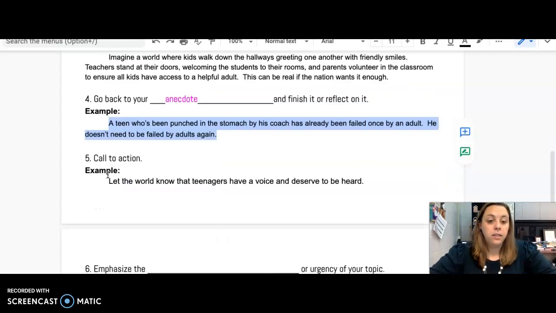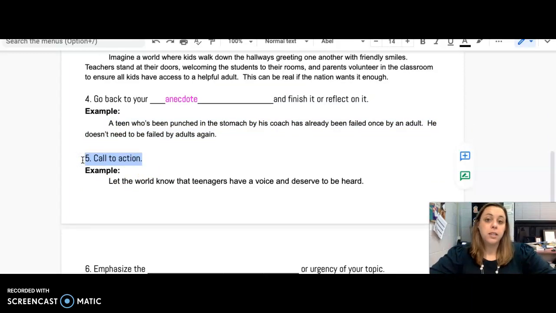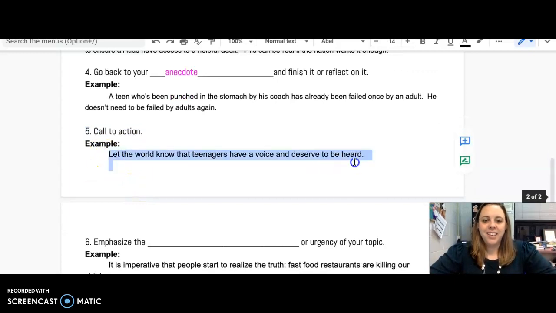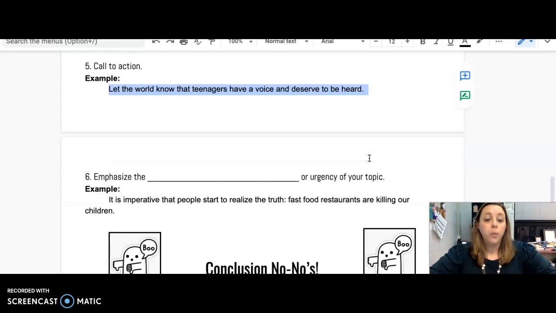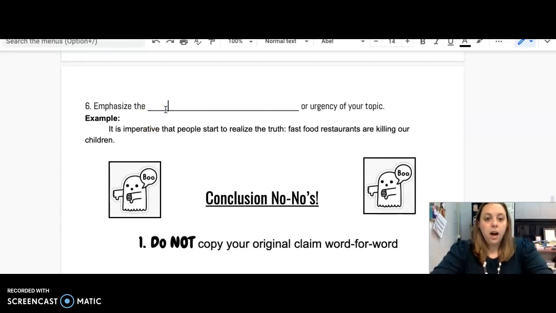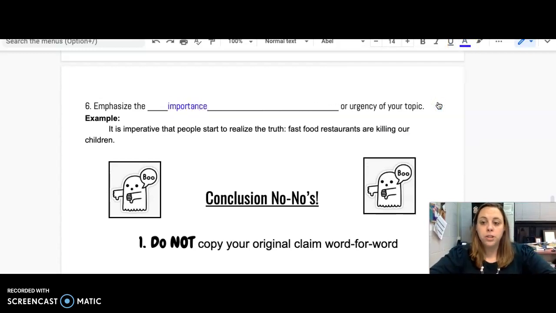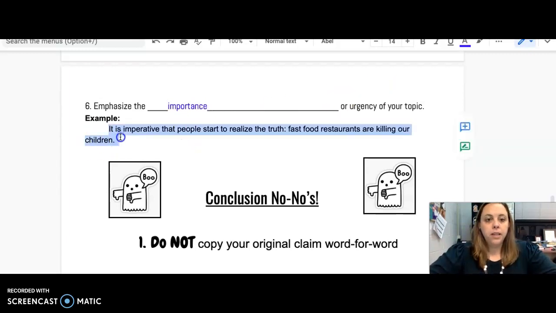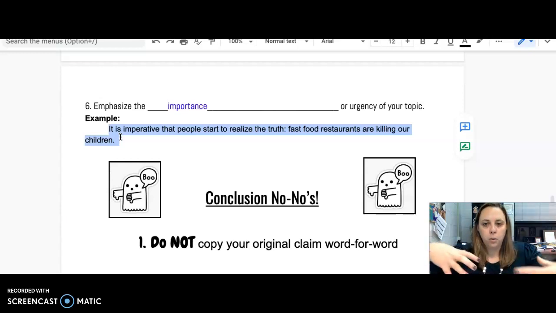And the next thing is a call to action. So this is where you're asking somebody to do something. So I said, let the world know that teenagers have a voice and deserve to be heard. Oh, we have one more. Sorry, I forgot about that. The last thing is you could just try to emphasize the importance or urgency of your topic. Why does this matter, right? So I put, it is imperative that people start to realize the truth. Fast food restaurants are killing our children. I think it's pretty impactful, and it goes with that importance.